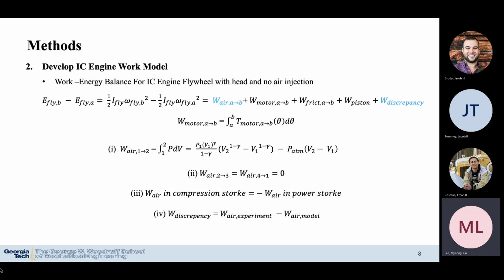In the next round, to find the work done by the air, the head is now attached to the engine, but the air is still not injected. Without the injection, the work done by the air can be calculated by summing the work done in the compression stroke and the power stroke. Equation 1 can be used to calculate the work done in the adiabatic power stroke from engine piston position 1 to 2. Equation 2 can be used to calculate the work done in the intake and exhaust strokes, which are 0 because air is not injected into the engine. This is done on engine piston position 2 to 3 and 4 to 1.